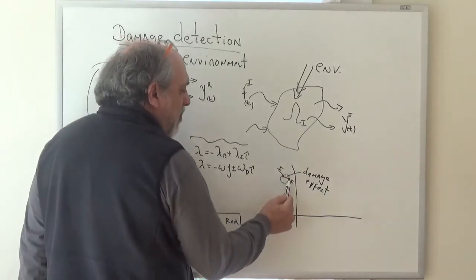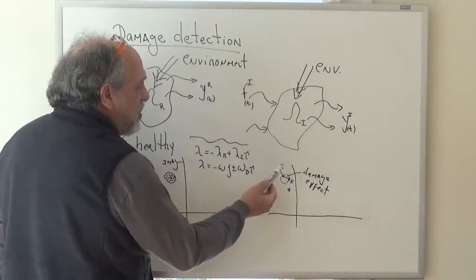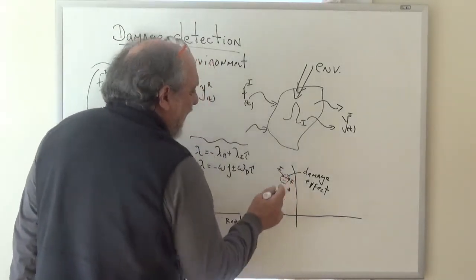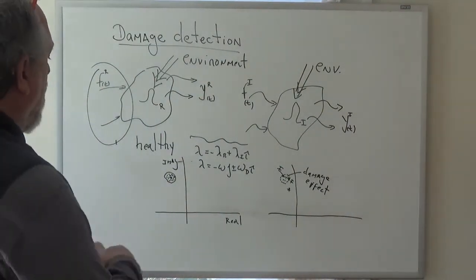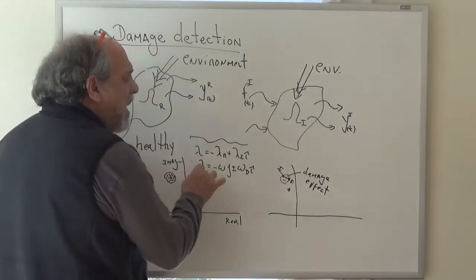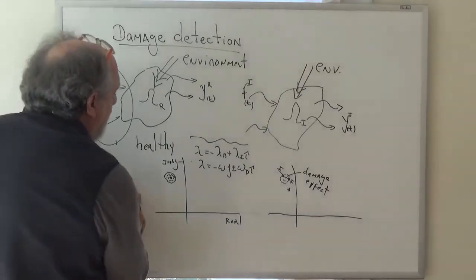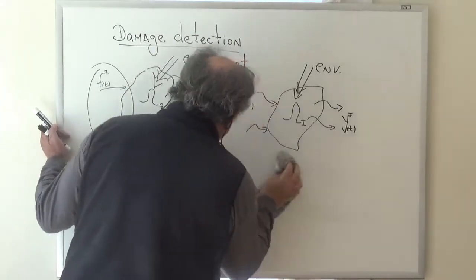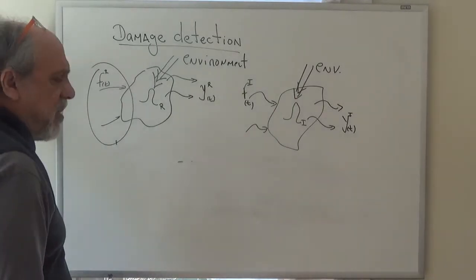Well, it may be that you were unlucky. Your I point was on some sort of an edge of the ball and the damage moves it in a direction that it stays within the ball, right? So it is not a trivial problem to identify damage, because of variability. The smaller this ball gets, the easier it is to detect changes.